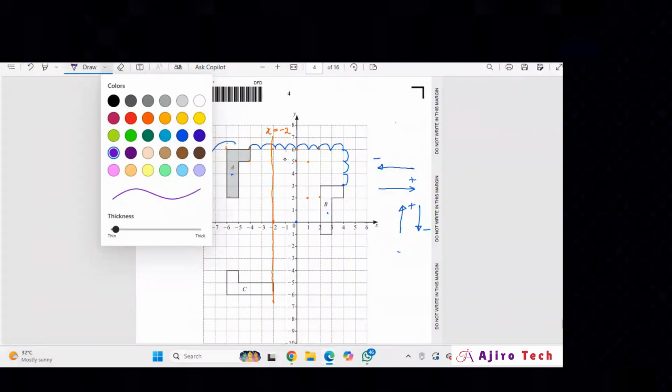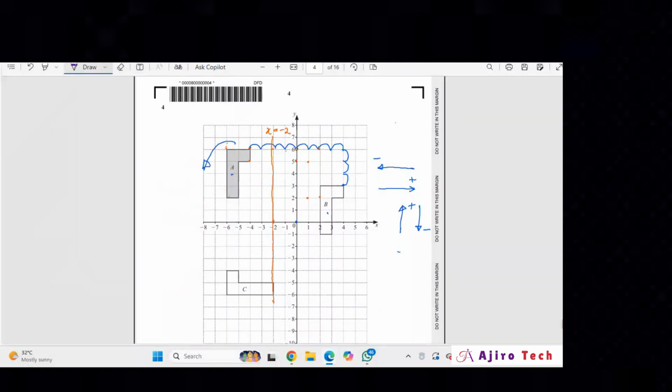Thank you so much, sir. So from here, I have this. You join this point up. You join this one up. Then you also join this up. You also join this up. Then you also join this up.